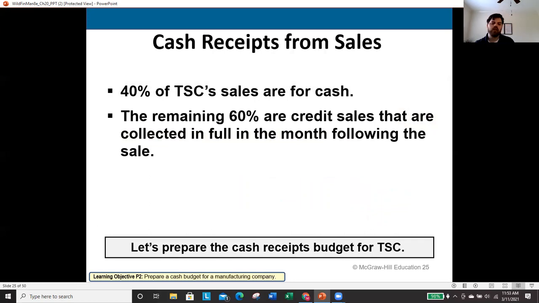So the very first thing that we need to look at is my sales. So we could have all of my sales occur in cash, but odds are they won't. So in this case, we see that about half, right, slightly less, 40% of our sales actually occur in cash. So when the sale is made, the cash is collected immediately. But the remaining 60% are credit sales that are collected in full in the month following the sale. So this is nice because it means that I get 40%. So let's say I had $100,000 in sales in the month of October. I would get $40,000 in cash in October, but I would get that remaining 60 in November.